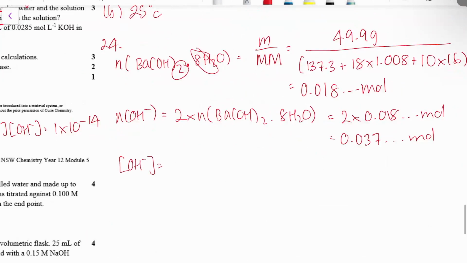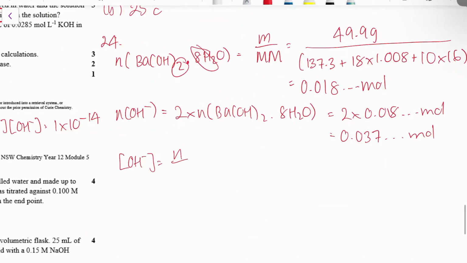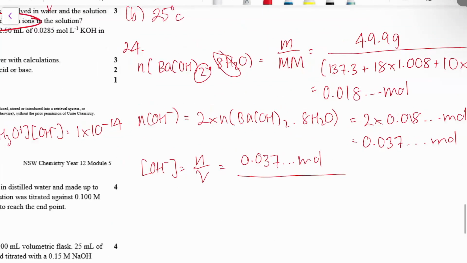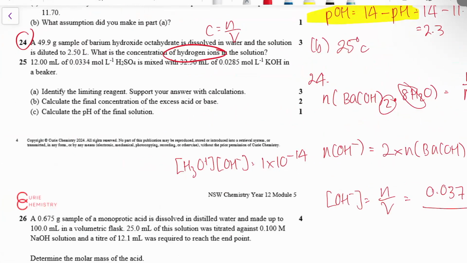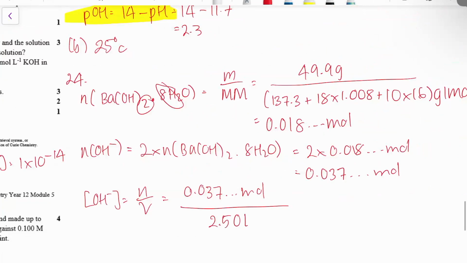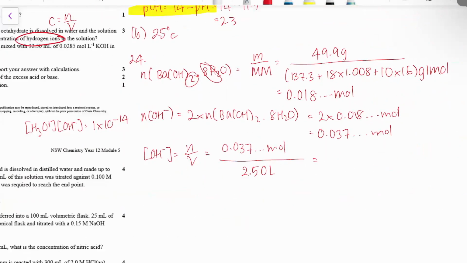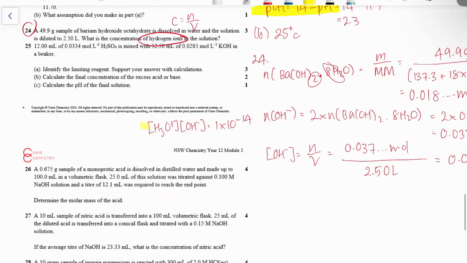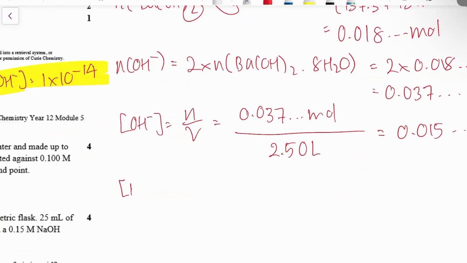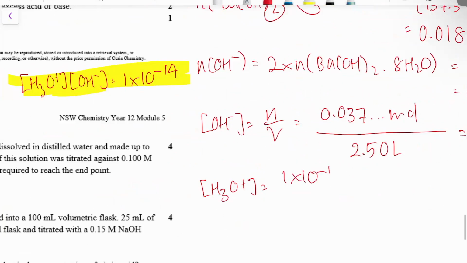So OH minus is equal to moles on volume, 0.037 dot dot dot mole divided by, what's the volume? 2.5 liters. So what's my concentration of hydroxide? 0.015 dot dot dot molar. And then I have this formula that I can use to get to proton concentration, which is what they're asking me for.